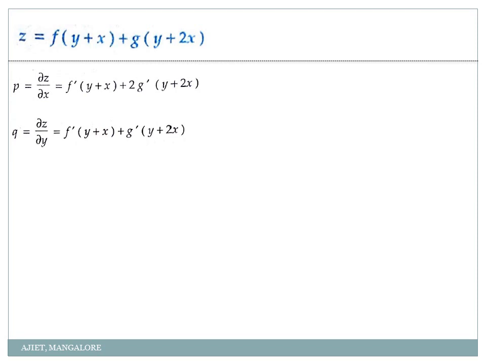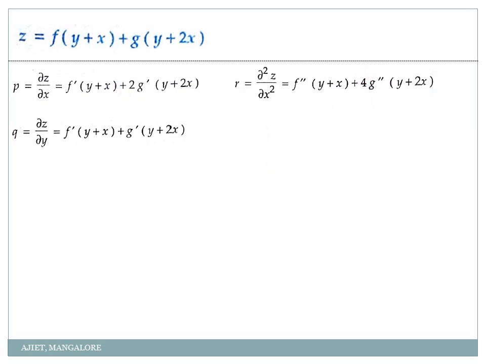Not possible at all. So next what I'll do, I'll go for ∂²z/∂x². So differentiate this with respect to x again. So f''(y+x) plus g''(y+2x), and again differentiation of 2x is 2. Already one 2 is there over here, so 2 into 2 will give me 4.